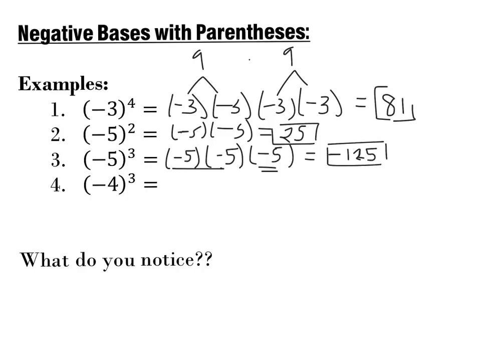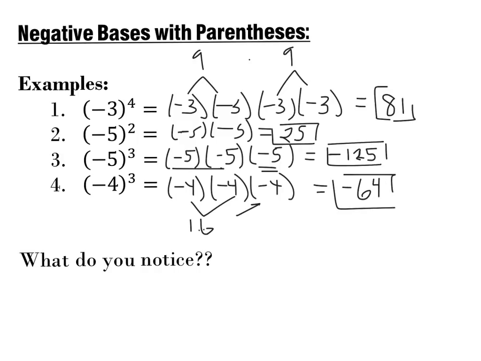All right, let's do one more. Negative 4 to the 3rd, so that's negative 4 times negative 4 times negative 4. Negative 4 times negative 4 is 16. Then I have to do 16 times negative 4, that's going to be negative, and it's 64. So what do you notice? I want to know how I know when my answer is going to be positive and when my answer is going to be negative.